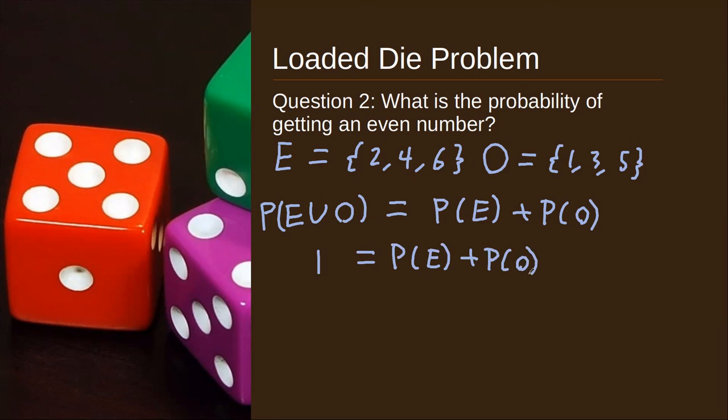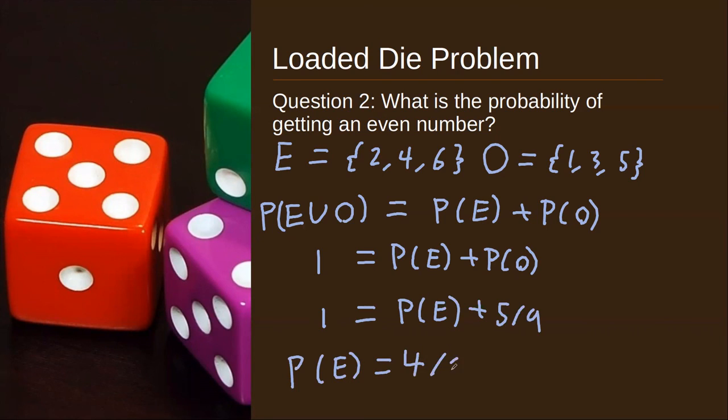And we already know the probability of rolling an odd number. That is what we solved in the previous problem. So we actually have here that 1 is equal to the probability of rolling an even number plus 5 divided by 9. And now it is immediately clear that the probability of rolling an even number is equal to 4 divided by 9.